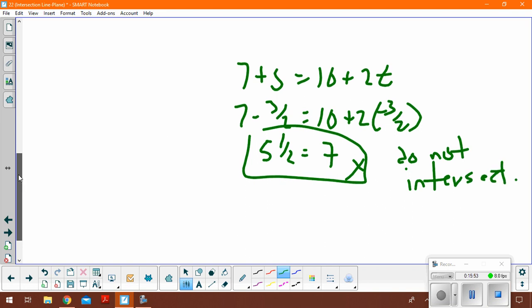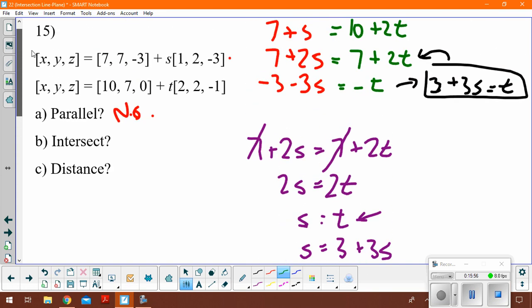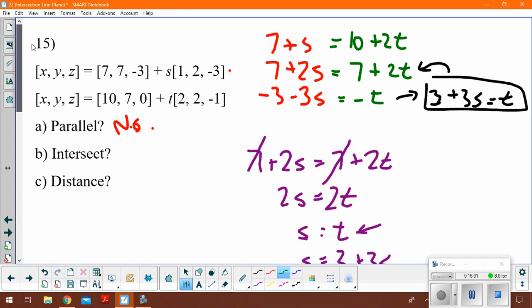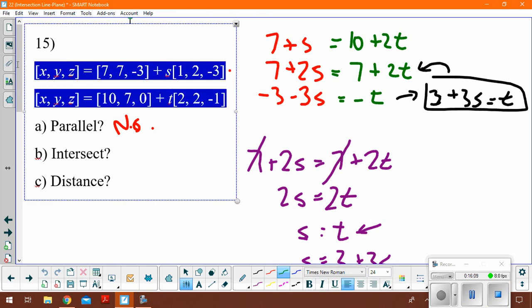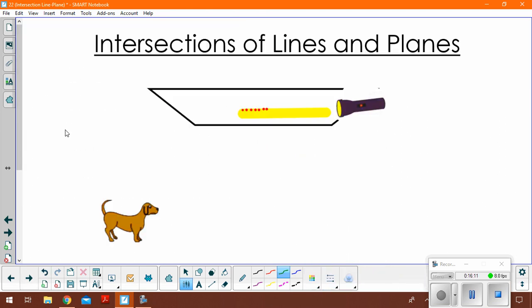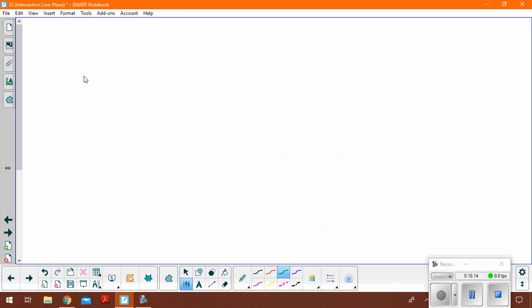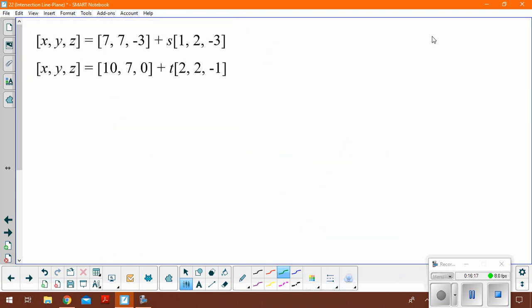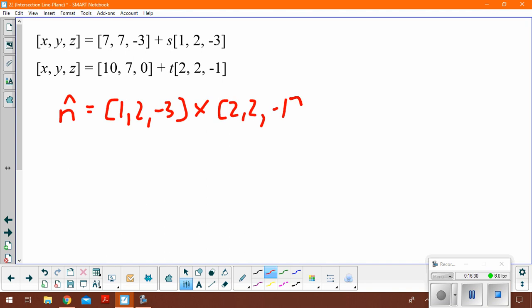Okay, final part. What's the distance if they don't intersect? It's the same process basically as the last question. We're going to have to find the common normal and then find the vector running between them, and project that. So again, I'm going to copy this, start fresh here. We start with our common normal. I'm going to have 1, 2, negative 3 crossed with 2, 2, negative 1.